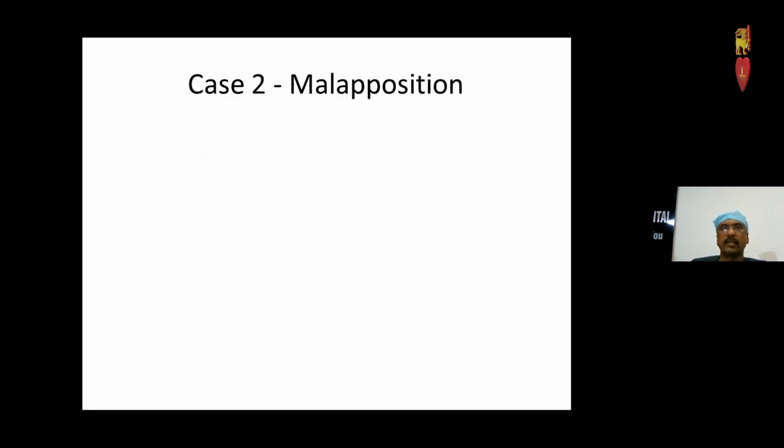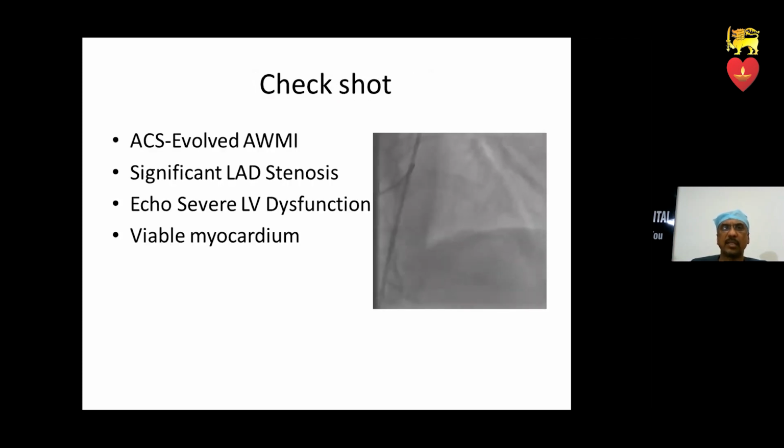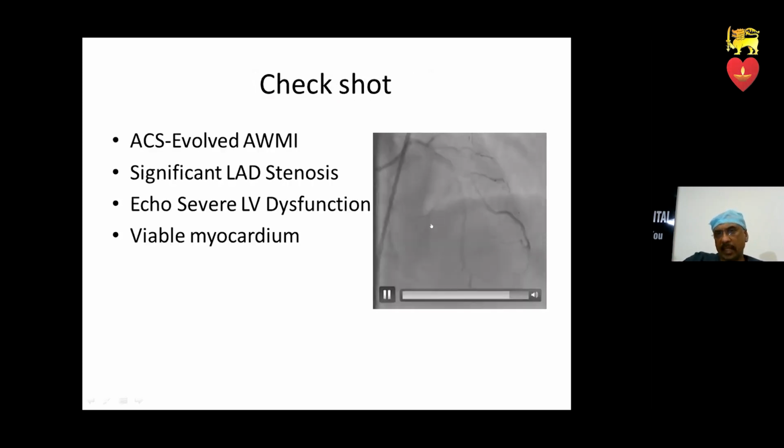Let us look at the second case. The second case is a case of malapposition. Now, look at this angiogram carefully. This is a patient with an evolved anterior MI, with significant viable myocardium. And what we see here is a very, very large open diagonal. The ostium of the diagonal is open. So you see a very large diagonal, you see a very large LAD, and after this diagonal, the vessel size suddenly drops.